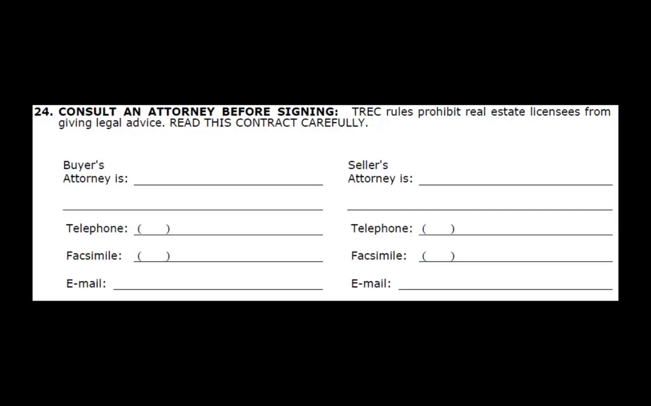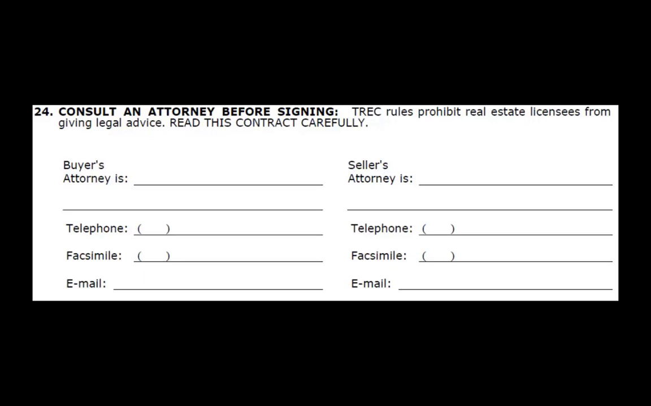So here's what you need to do. You need to read the entire contract so that you can get to paragraph 24 and read the sentence that tells you to read the contract carefully so that you can know to read the contract carefully. It's kind of funny. Anyway, moving on.